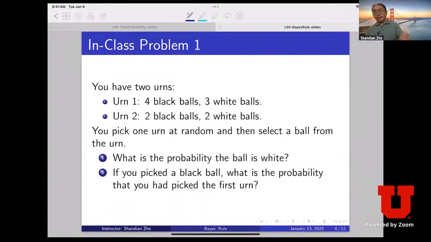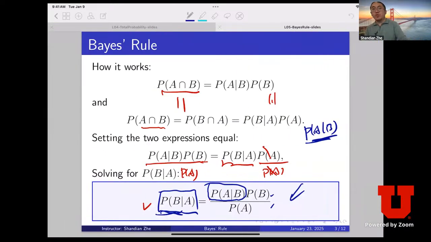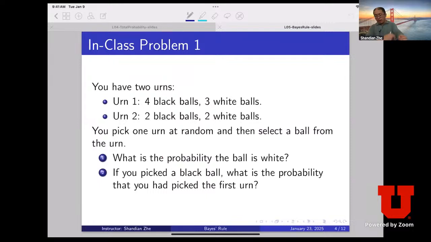Now let us get familiarized with this Bayes rule by doing some practice. We're going to use the same setting as before, so everyone will feel comfortable. Again, we have two urns. Urn one has 4 black balls and 3 white balls. Urn two has 2 black balls and 2 white balls. You pick one urn at random, then select a ball from the urn.